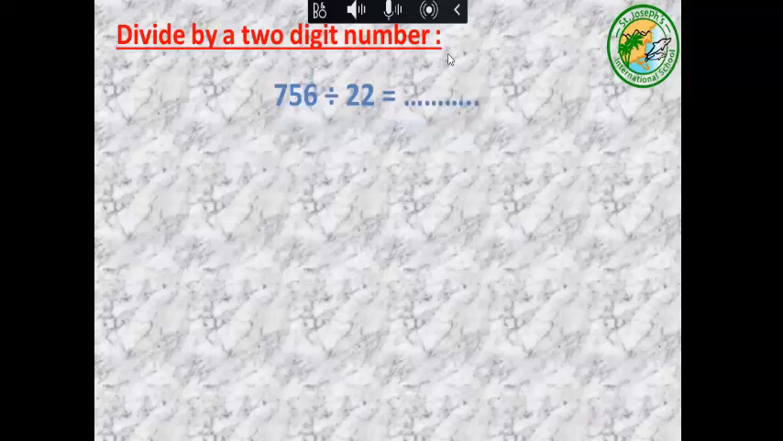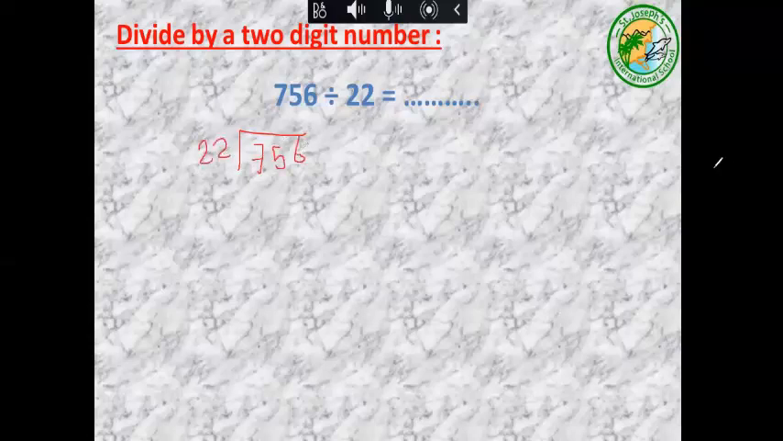756 divided by 22. I will write 756 inside and 22, the divisor, outside. Let's write our rules, our steps: divide, multiply, subtract, bring down. First, 7 divided by 22. It doesn't work because 7 is smaller than 22. So I will take 75 divided by 22. And this is the first step.